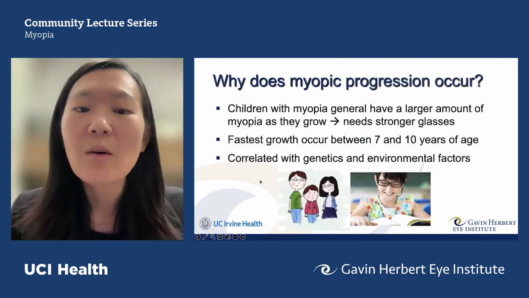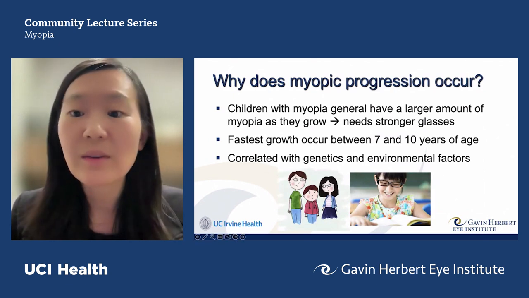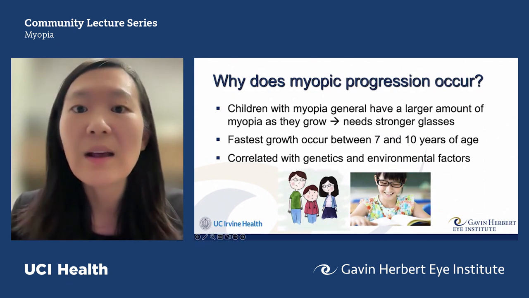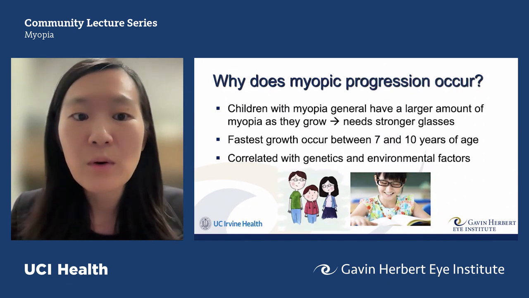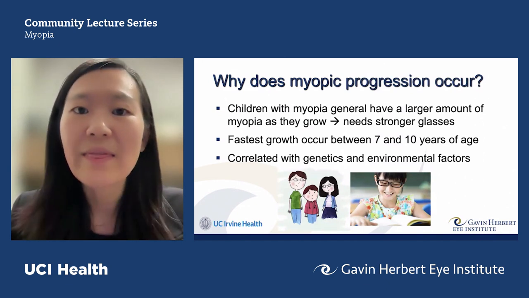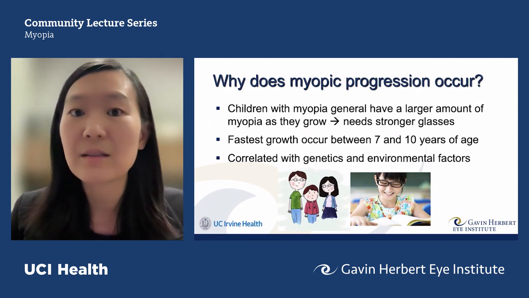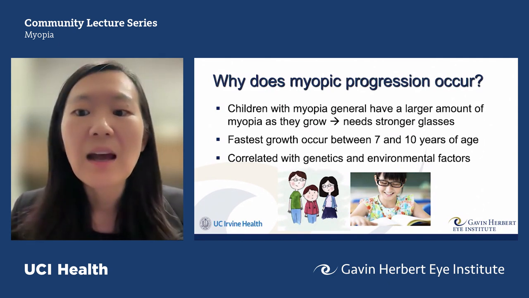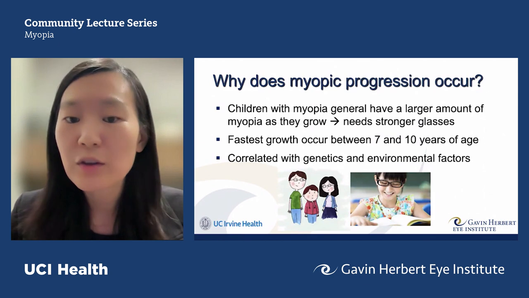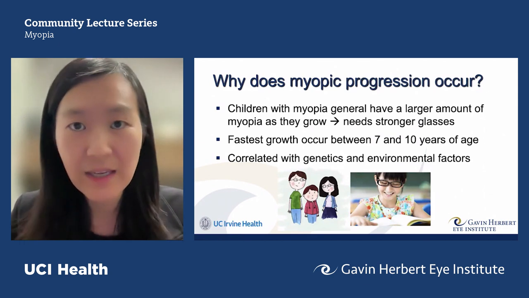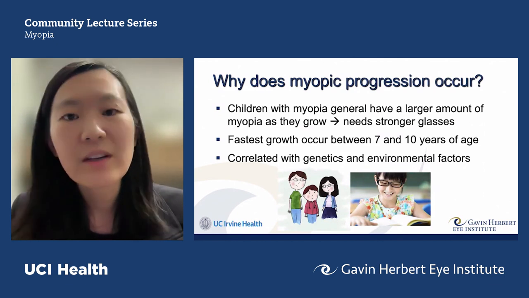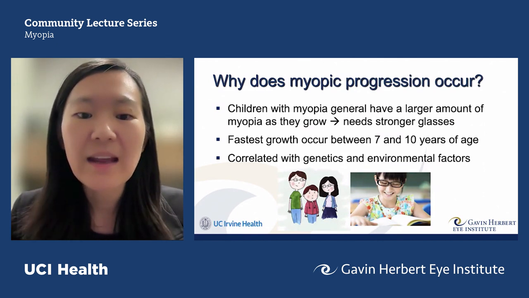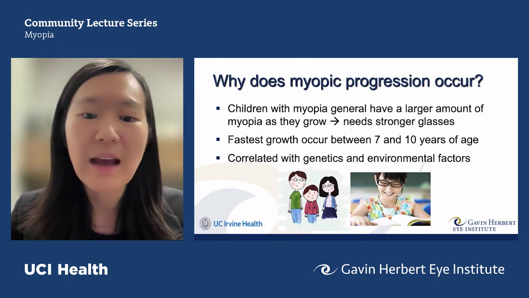And similarly, why does myopic progression occur? Well, children with myopia generally have a larger amount of myopia as they grow. Like I said, as they hit a growth spurt, the eyeball will grow, and therefore their prescription will get stronger and stronger over time. The fastest growth occurs between 7 and 10 years of age. So when a child is in upper elementary school, fifth grade, sixth grade.